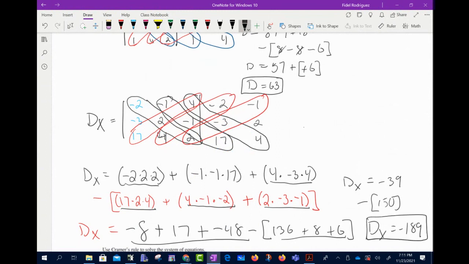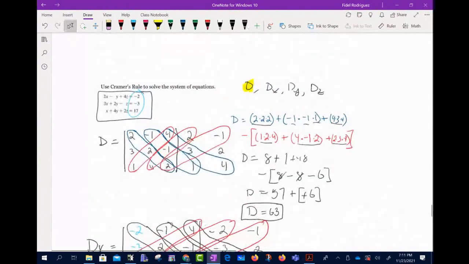All right, so we've already found two of them. We're halfway done, y'all. We found the value of D. We found the value of dx. I'm going to come back up here and highlight which ones we found. We got two more to do. I know it takes a long time, but we're halfway done.